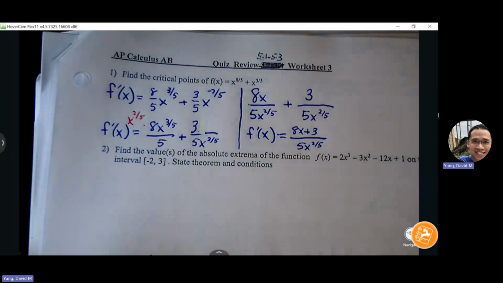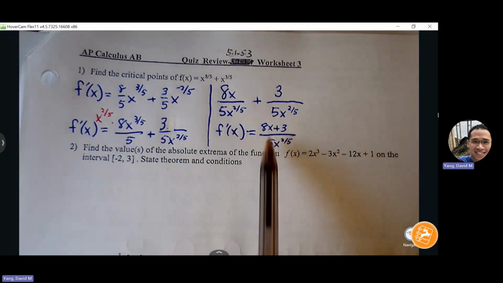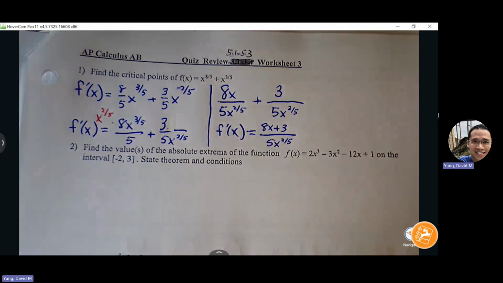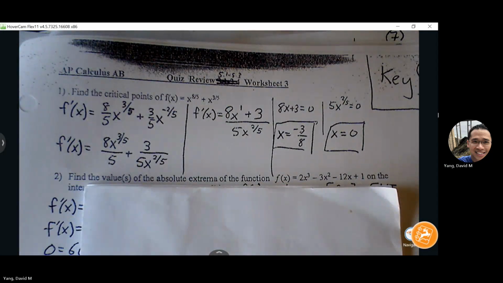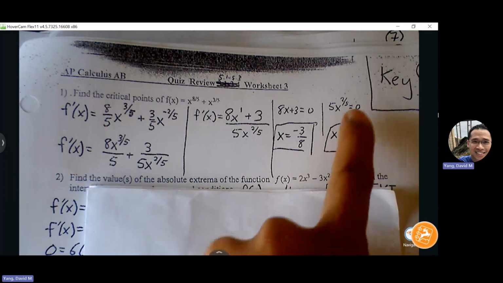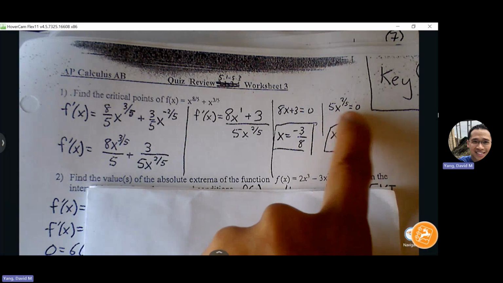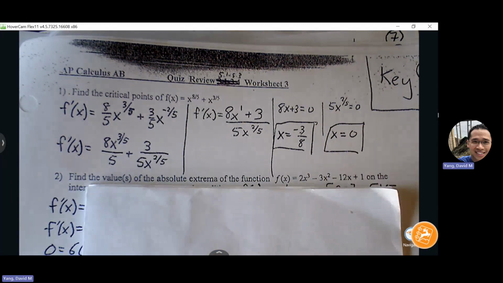And now where can we look for critical points? The numerator and denominator. So set both equal to 0 and solve for x separately. So here, subtract 3, divide by 8. This one you would divide by 5, raise both sides to the 5/2, which is really just going to still be 0.